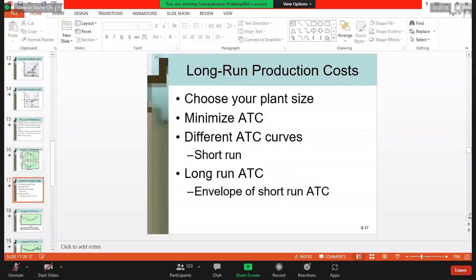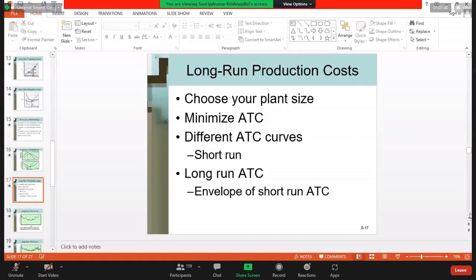Then in the long run, we have only one average cost curve because there is no fixed cost. All are variable. In the short run, we have two average cost curves: one is average variable cost, the other average total cost. In the long run, all are variable, so we simply say average total cost.